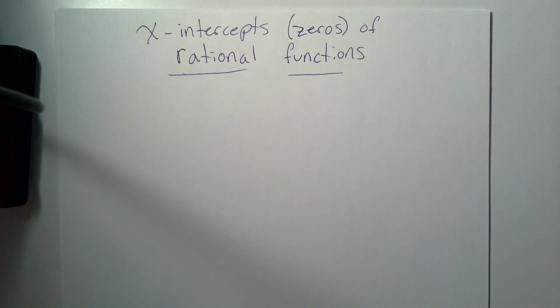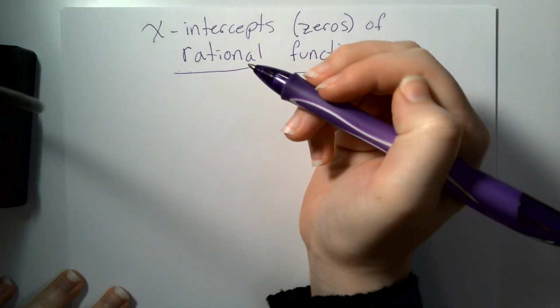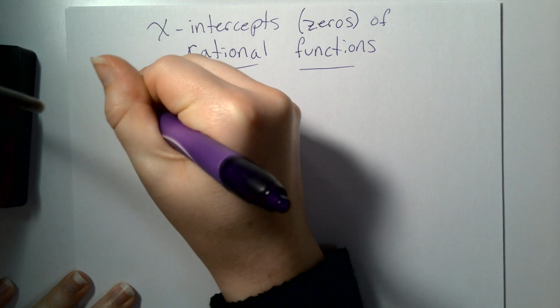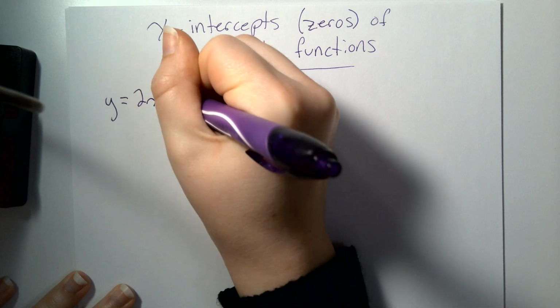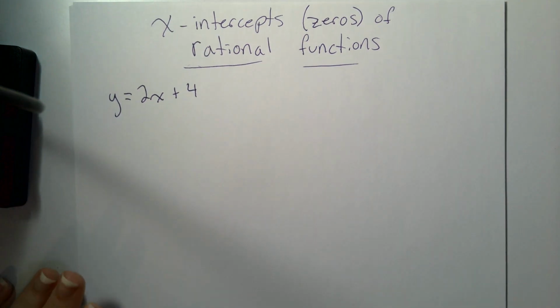Alright, so in this video I'm going to cover x-intercepts, which are also called zeros, of rational functions. We've talked about x-intercepts a lot in your past math classes, in the first semester of this class, so you should be familiar with what an x-intercept is generally. For example, if we had a linear function, y equals, let's say, 2x plus 4.